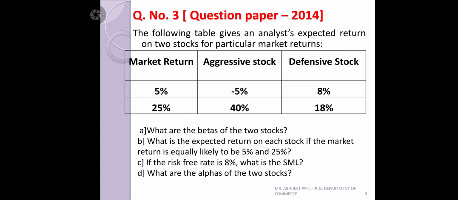So we take the second return minus the first return, and the second return of the market minus the first return of the market, and divide. Beta can be measured this way, that is systematic risk. Systematic risk is the market performance. So what is the aggressive stock's performance relative to the market? Second return minus first return, divided by second return of the market minus first return of the market. The same thing applies to the defensive stock, related to the market. So let's find your beta.